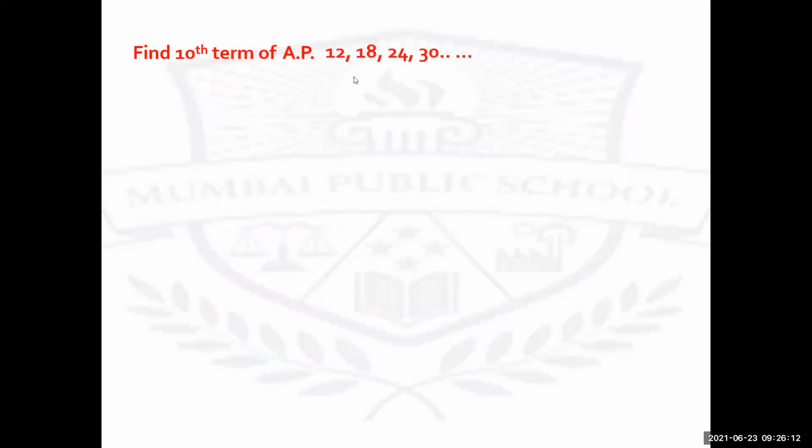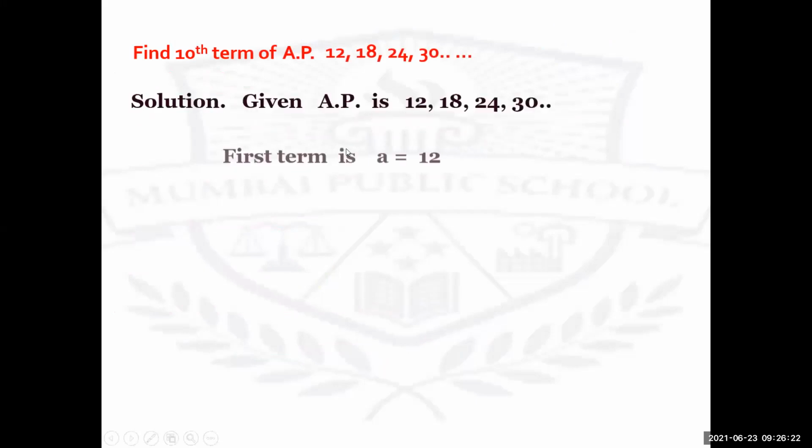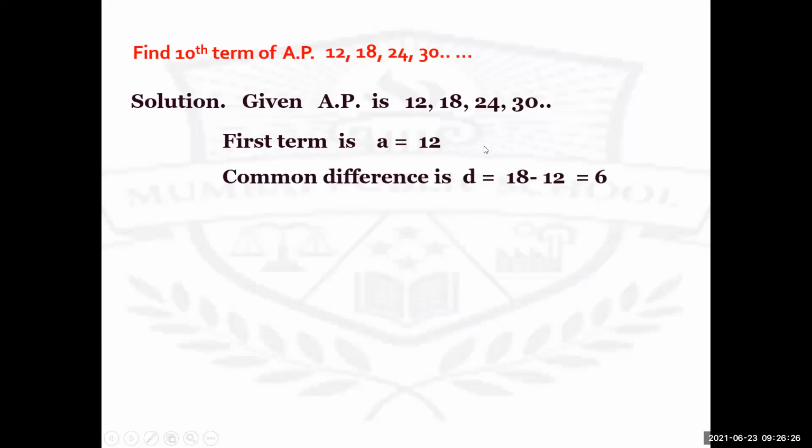Now we move to the next question. Find the 10th term of an AP: 12, 18, 24, and 30. Again, what you do is substitute in the formula. The first step: a equals 12. Check here, subtracting 18 and 12, you get 6.